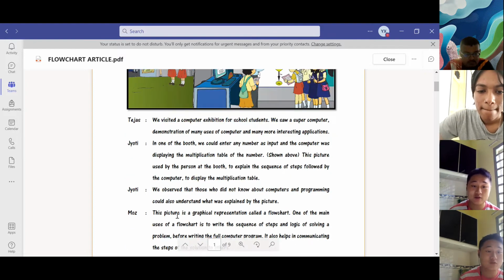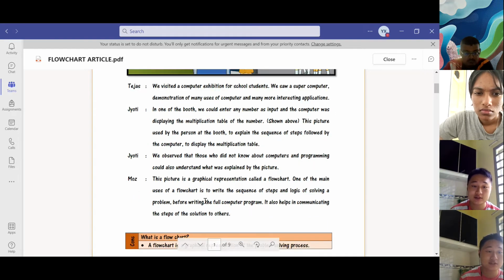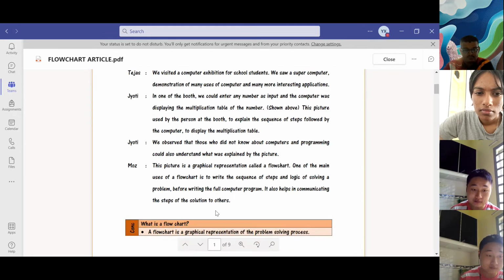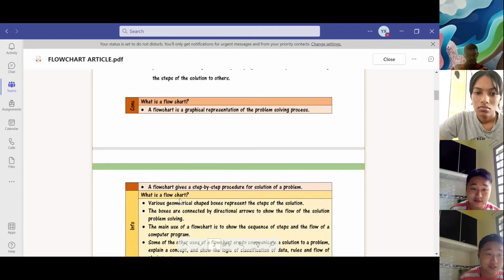This picture is a graphical representation called a flowchart. One of the main uses of a flowchart is to write the sequence of steps and logic of solving a problem before writing the full computer program. It also helps in communicating the steps of the solution to others. So, what is a flowchart? A flowchart is a graphical representation of the problem-solving process. It also gives a step-by-step procedure for solving a problem.